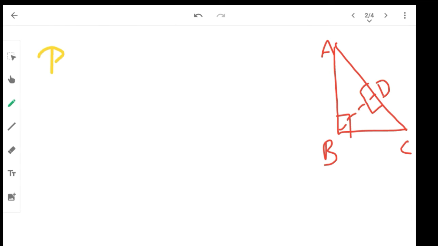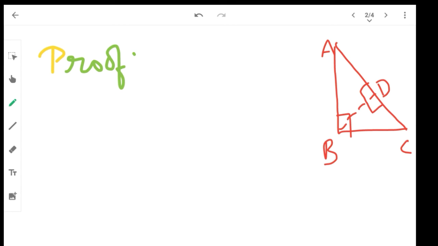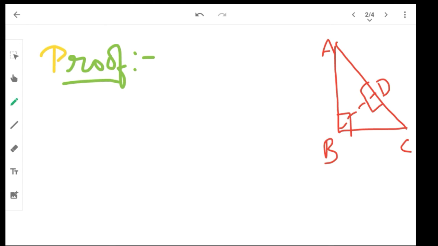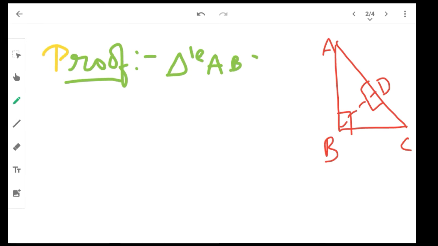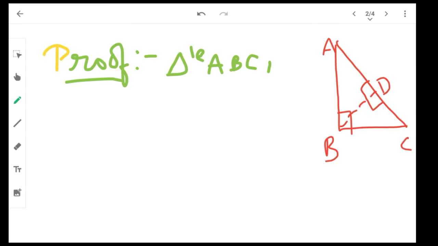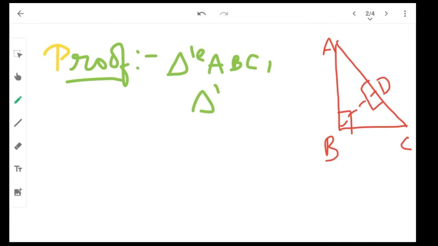For this, I'll consider the triangles. I'll tell you one shortcut. When you are taking the triangles, the order is very important. Then it will be very easy for us to prove the theorem. So what is the order we are taking? When you are taking the full triangle, take B as the middle angle. Where is the 90 degrees? B. So I'm considering the triangle ABC. And I'll consider another triangle, one part of the triangle, ADB. Triangle ADB.